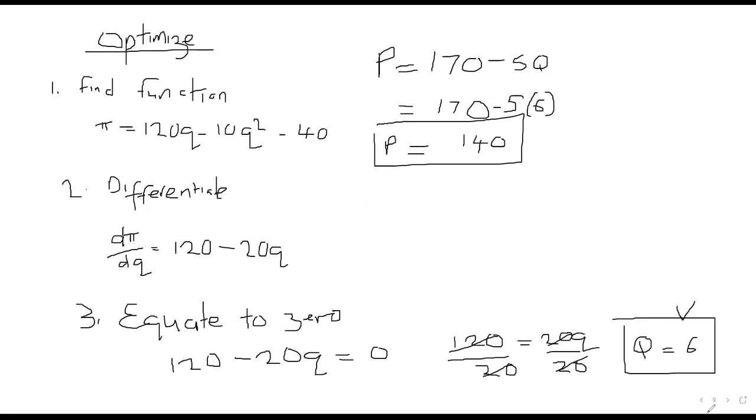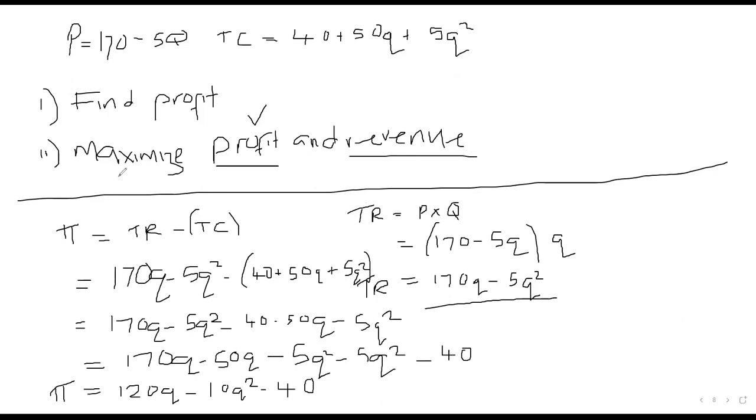Further on, we would also want to find the price, which is 140. The examiner may also ask you to find the value of the profit. After you find the output, you substitute it. The value of the profit will therefore be 120, where there is a Q, we put the 6. So we find the actual monetary value of the profit instead of the function. I hope I've answered your question and even more. Yes, you have. Thank you.